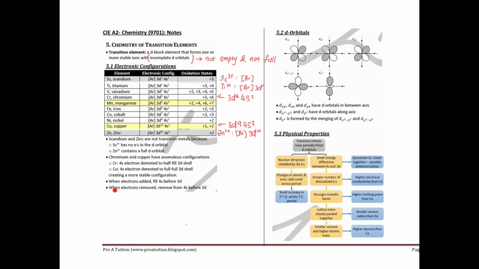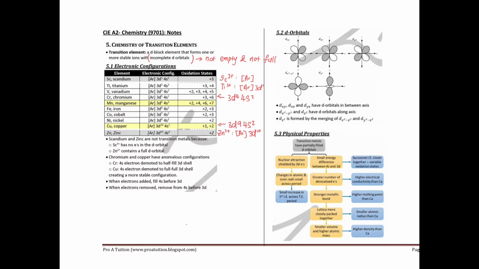Now next point, when electrons are removed, they are removed from 4s before 3d. So how come now it is 4s again? We have to take it in this way. When electrons are filled up in the 4s orbital, then the 4s orbital has higher energy level. So the idea is, when you remove electrons, we remove from the orbitals with higher energy level. That's why 4s first, because 4s has higher energy level after you fill up with electrons.